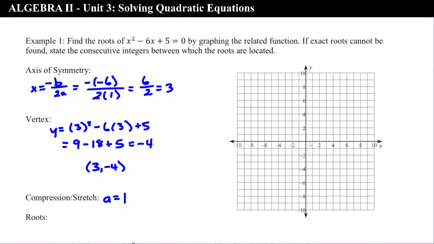So we start with our point 3, 4, or 3, negative 4, I should say. And we're going to plot our vertex there. And then we're just going to plot a point here and here. And then we go over 2, up 4. And then over 3, up 9.